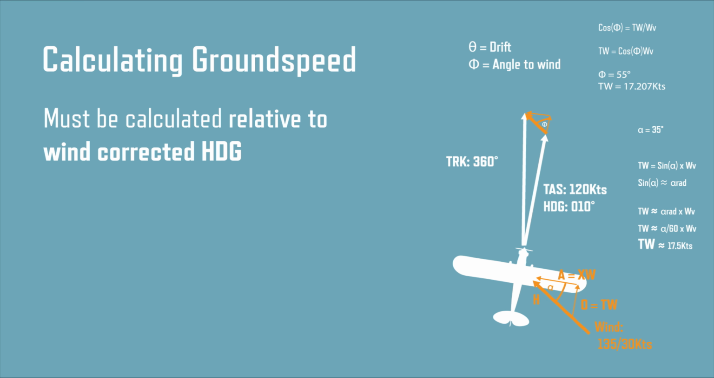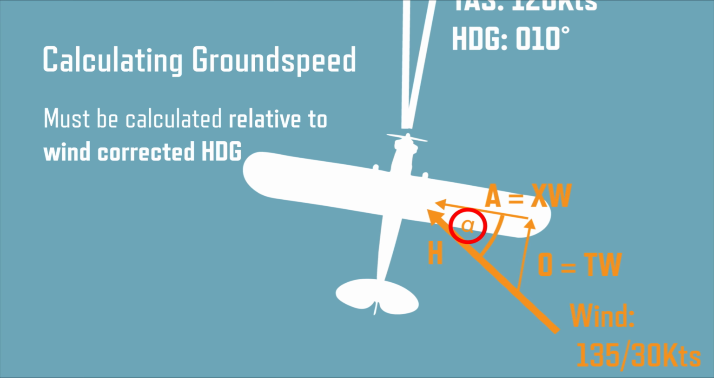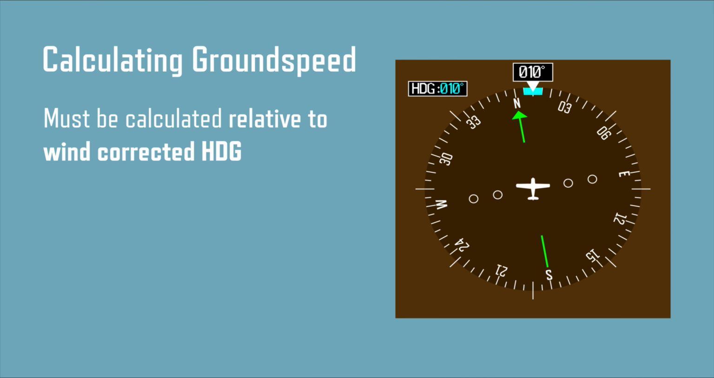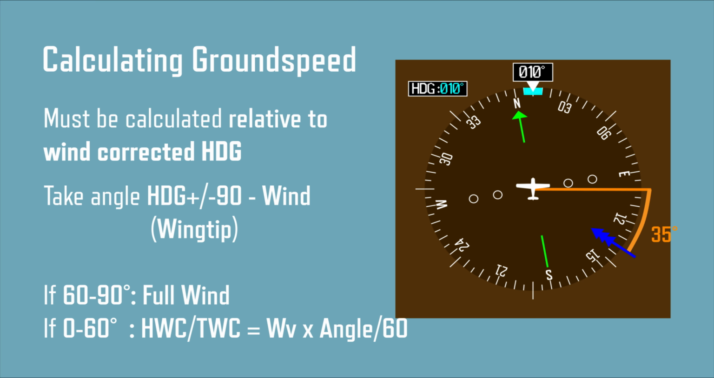To use the small angle approximation, we must make one change, and look at the angle from the wingtip, heading plus or minus 90, to the wind. Again, this is best visualized using the DI or HSI. Look at the angle from wingtip to wind. If this is 60 to 90 degrees, use the full wind speed as headwind or tailwind. If it is 0 to 60 degrees, use the clock code. The angle as a fraction of 60 is the fraction of wind speed which applies as headwind or tailwind. Add or subtract to your true airspeed to obtain ground speed.